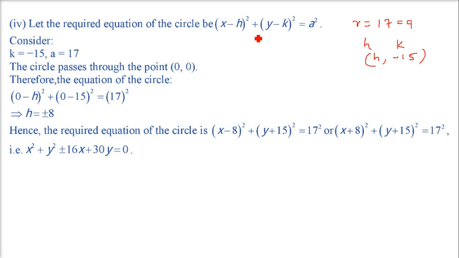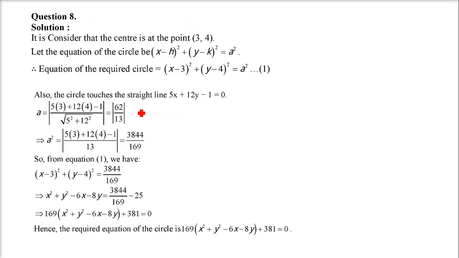So what will be the formula? This is (x minus h) whole square plus (y minus k) whole square equals a square. So the formula will be (x minus h) whole square plus (y minus of minus 15, that is plus 15) whole square equals a square, which is 17 square. It's also being said that the circle passes through 0, 0. So put x as 0, y as 0. And then I'm trying to find out h, because everything else is known. This will become 0, this will become 0. So h will come as plus minus 8. So one time we put h as 8 here, one time we put h as minus 8 here. So two equations are going to be formed like this.